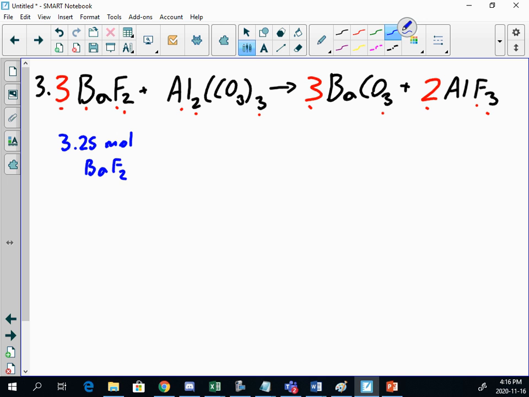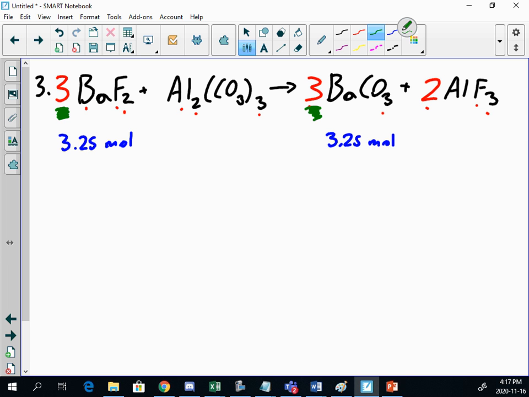Right off the bat, I can say that that means that I'm going to end up with 3.25 moles of barium carbonate. Why can I say that? Well, because an equal amount of barium fluoride reacts as is produced as barium carbonate. There's a 3-to-3 ratio there. 3 units of barium fluoride make 3 units of barium carbonate, so an equal amount of barium fluoride and barium carbonate. In this particular case, 3.25 moles.